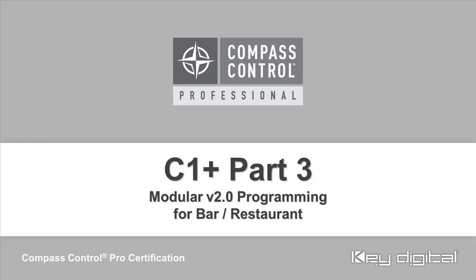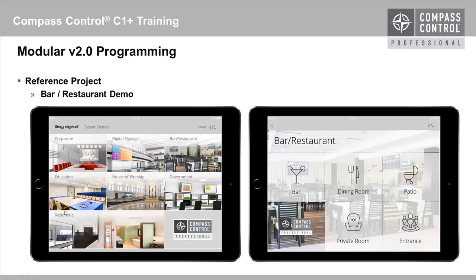This is part 3, where we're going to take the next step in our modular version 2.0 programming learning curve, and we're going to do a larger system than before with multiple displays and multiple zones. This will be following along with the bar restaurant demo in the Compass app. So you can follow along by downloading the Compass app onto your iOS device, and we'll walk through and build that system as it is in your iPad or iPhone.